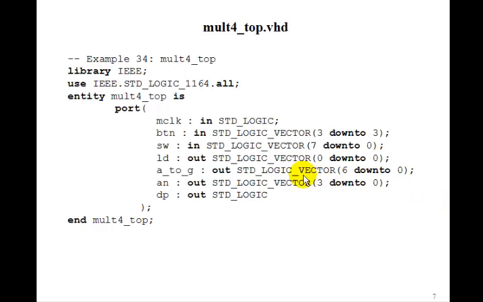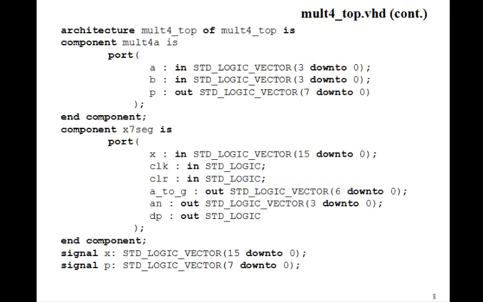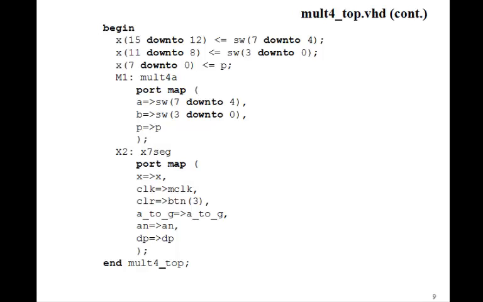Well, the top-level design is straightforward. The top-level design will have the clock, the buttons, the switches, LEDs, and then our A to G and AN for the 7-segment displays. We'll have the component Mult4A, the component X7 seg. We'll need 2 signals, X and P. X is the 15 down to 0 that will go into the X7 seg. P is the product 7 down to 0. And then we'll just wire it up.